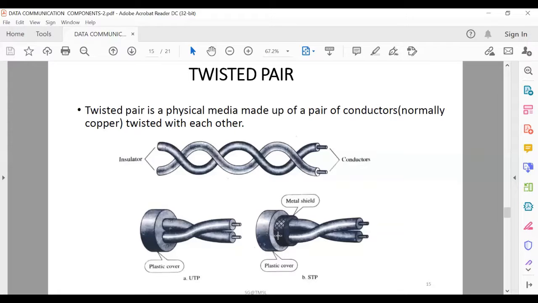Also, it has a higher capacity as compared to unshielded twisted pair cable, and as it has shielding, it provides a higher data transmission rate and is less susceptible to noise. But there are certain disadvantages for STP: it is more expensive than the UTP, and it has a higher attenuation rate.